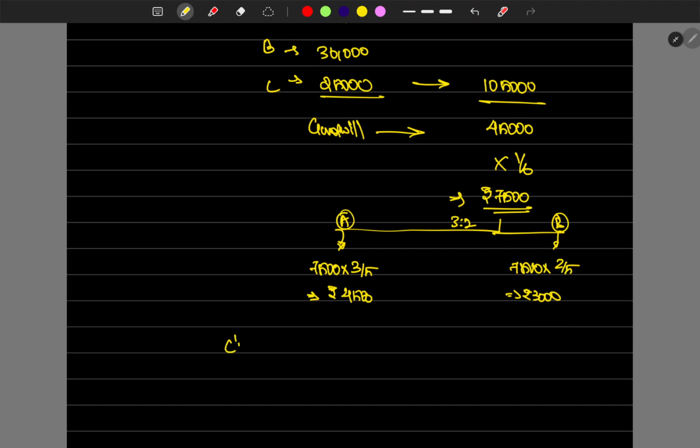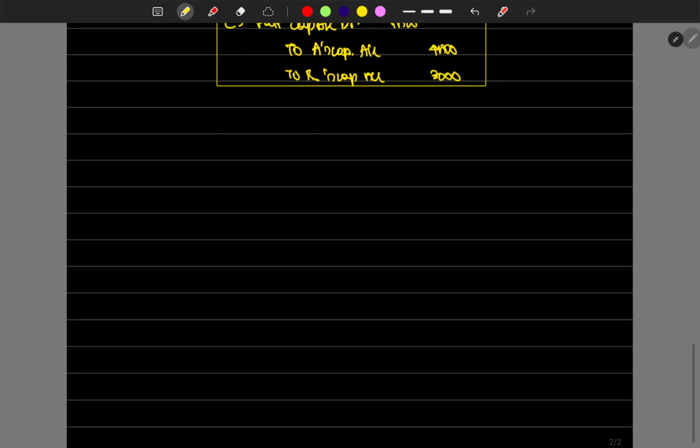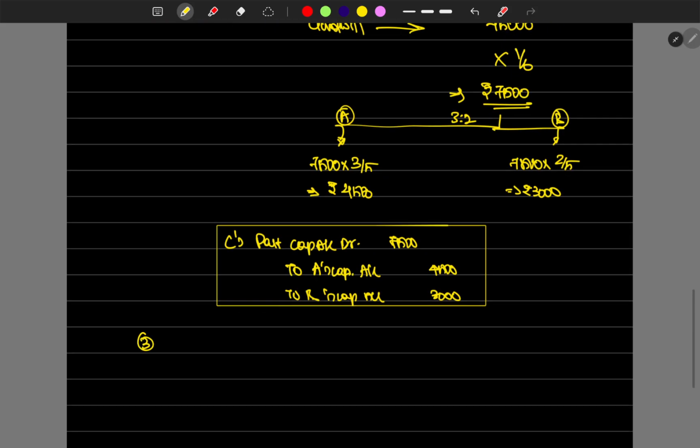So C has to pay that money. So C's partner capital account is debited, to A's partner capital, A is paid with 4,500, and B is paid with 3,000. 7,500 is the journal entry, right? So then we are done with the partner capital account also. We can now go directly to the revaluation account. Okay, done.